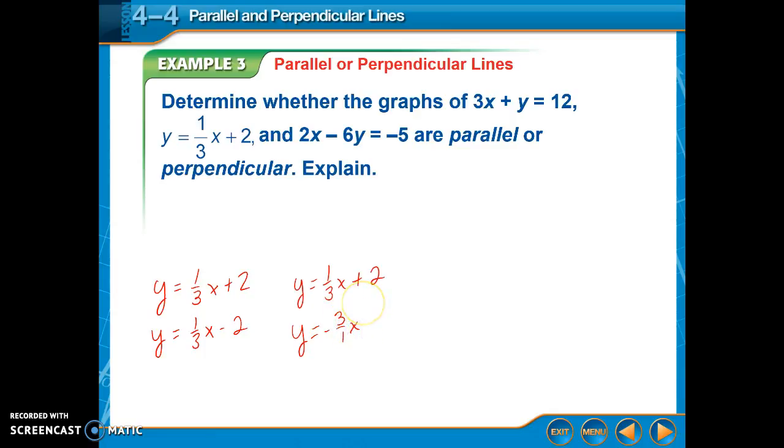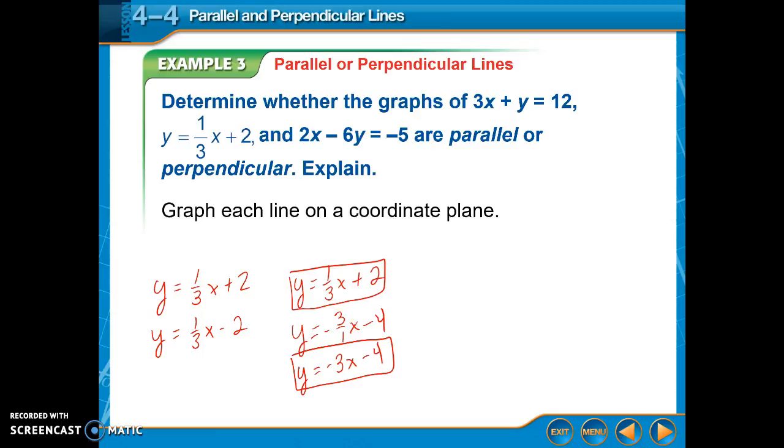For perpendicular lines, you can have the same y-intercept or they can be different. So an example of two lines that are perpendicular would be this case. Of course, we would simplify this to y equals negative 3x minus 4. So as you can see, these two lines are perpendicular because their slopes are opposite reciprocals.